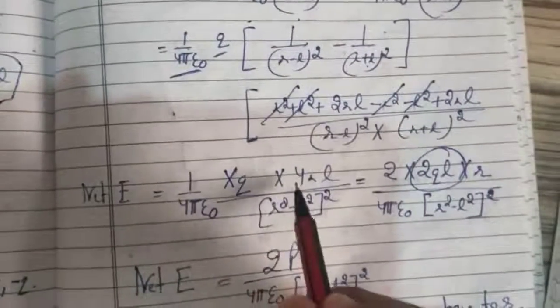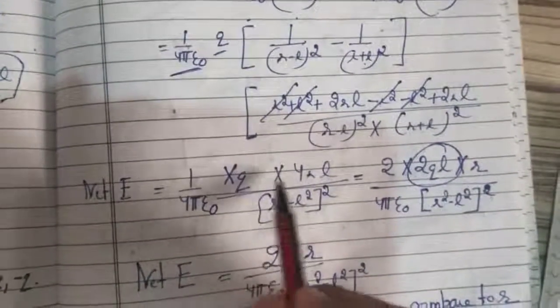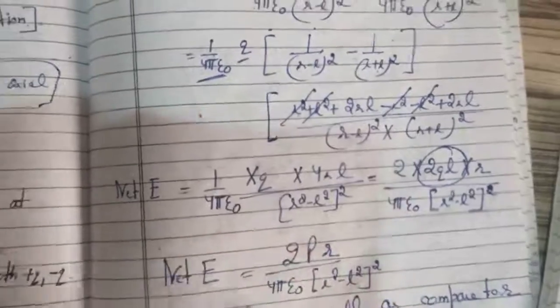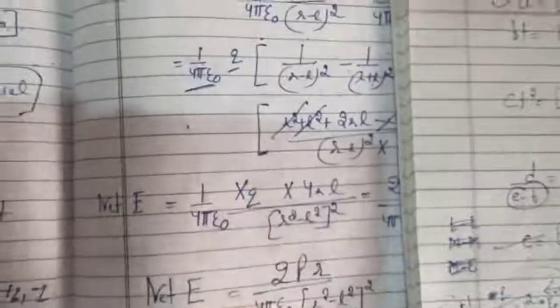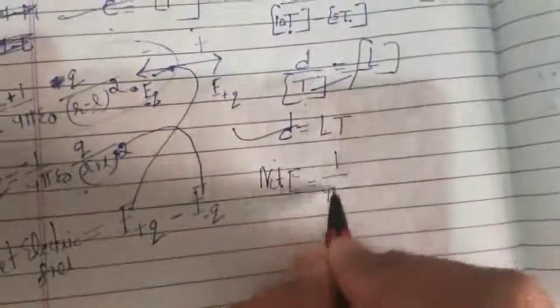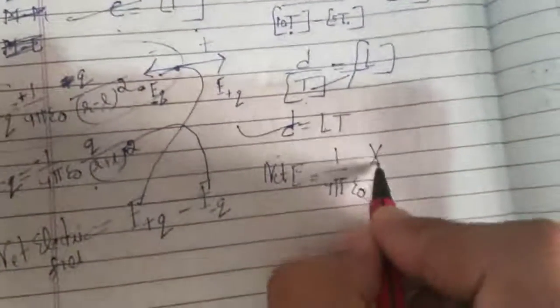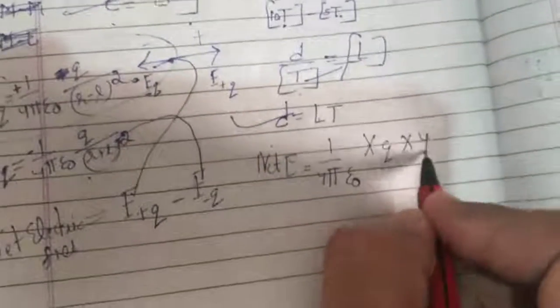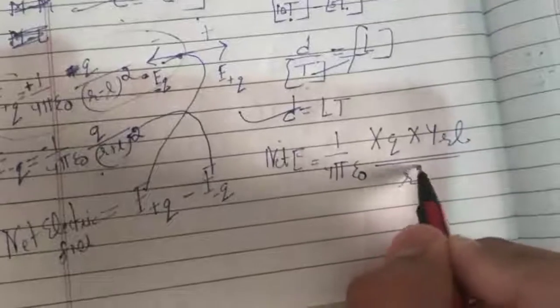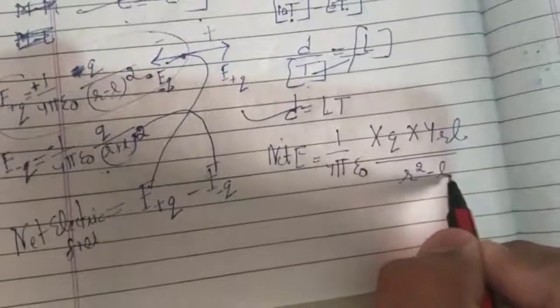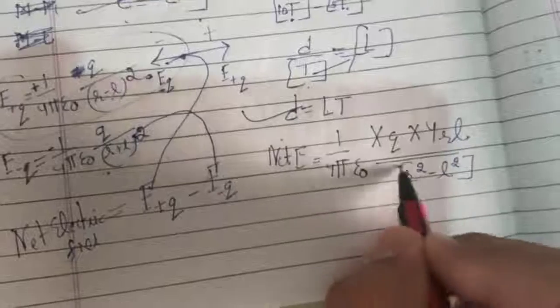So you just convert this concept into what you have got. Net electric field we have reached to this. Net E equals 1 upon 4 pi epsilon naught into Q into 4 RL upon (R square minus L square) whole square.